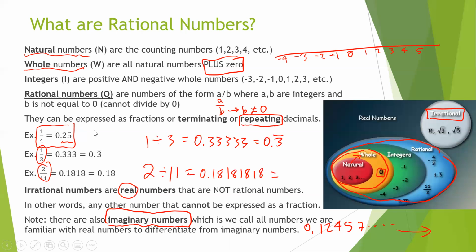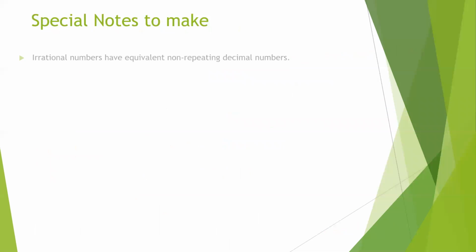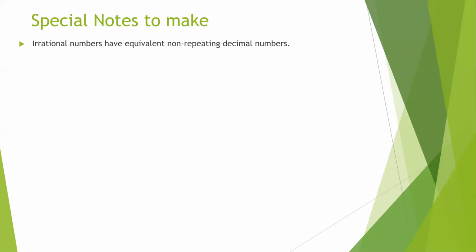That's what we're going to work with the most. So, a special note to make here. Irrational numbers, like I mentioned already, you'll be able to identify by looking at their decimal equivalent, and you'll see that they have non-repeating decimal digits, right? I probably should have said decimal digits. I apologize. That makes more sense, but that's okay.